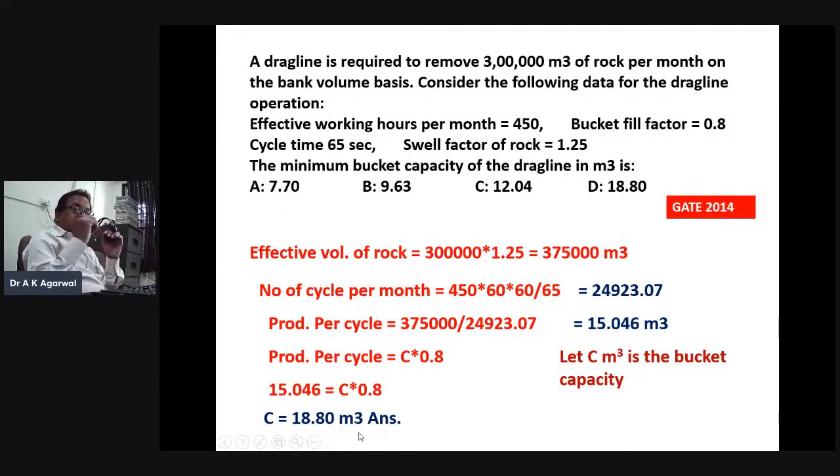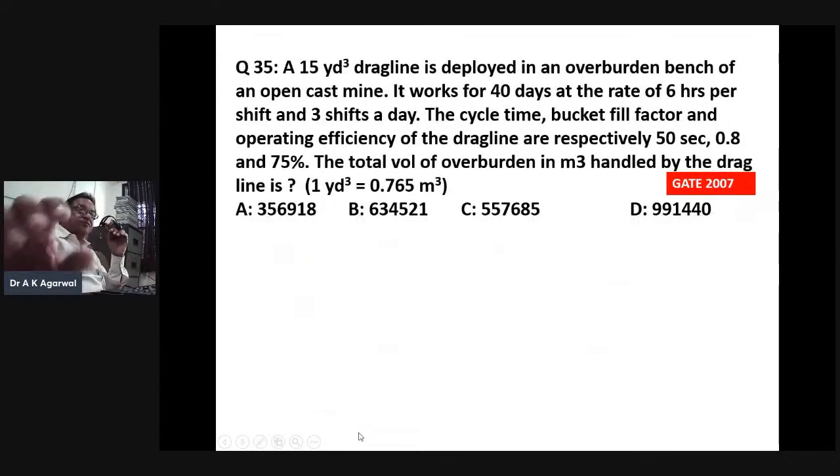Okay, so now let us go to another problem. A 15-yard cube dragline is deployed in an overburden bench of an open cast mine. It works for 40 days at a rate of 6 hours per shift and 3 shifts a day. The cycle time, bucket fill factor, and operating efficiency of the dragline are respectively 50 seconds, 0.8, and 75%. The total volume of overburden in meter cube handled by the dragline is, where 1 yard cube is equal to 0.765 meter cube.